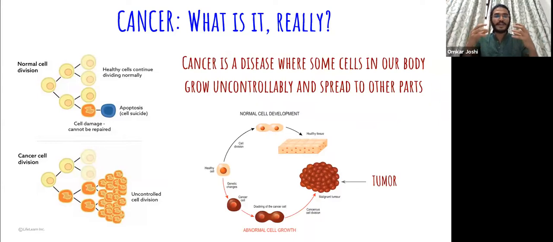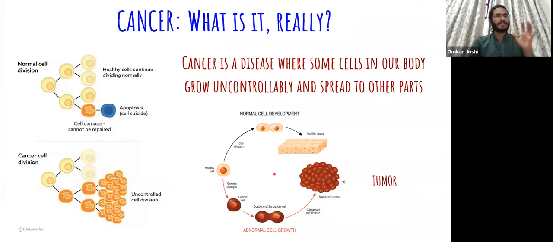Because if there is no spread to other parts, if it is just a case where cells are growing uncontrollably, we'll come to why they're growing uncontrollably in a few minutes. But take my word for it, if it is the case that the cells are growing uncontrollably in a mass, it is called a tumor. It is not called cancer. So we call it cancer only when the tumor metastasizes. Now, this is also something that I'm going to talk about. So just take my word for it for now.